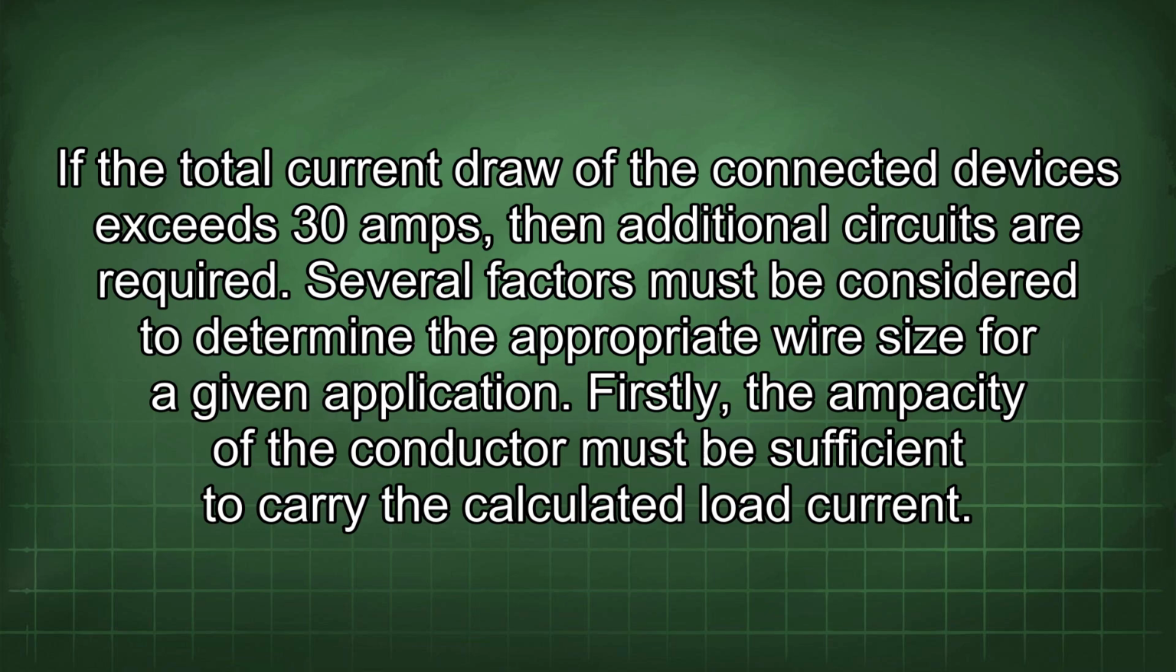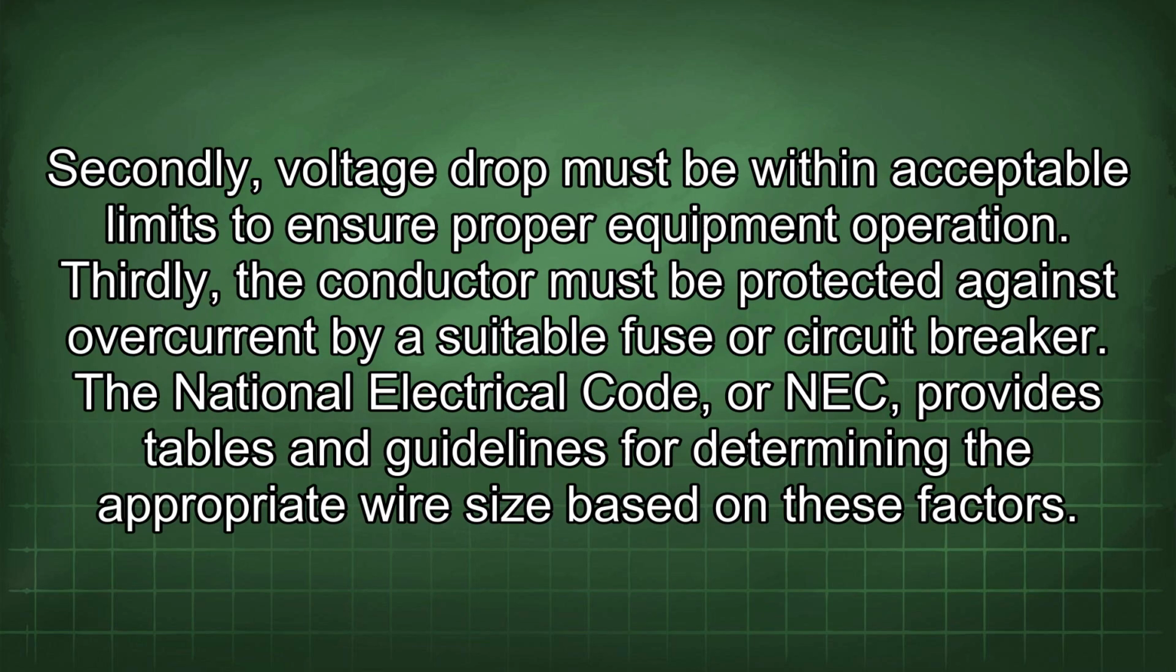Firstly, the ampacity of the conductor must be sufficient to carry the calculated load current. Secondly, voltage drop must be within acceptable limits to ensure proper equipment operation. Thirdly, the conductor must be protected against overcurrent by a suitable fuse or circuit breaker. The National Electrical Code, or NEC, provides tables and guidelines for determining the appropriate wire size based on these factors.